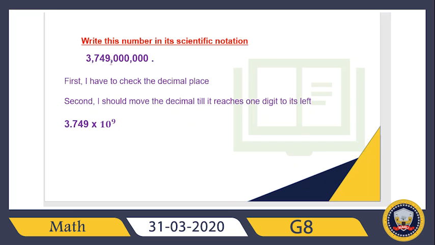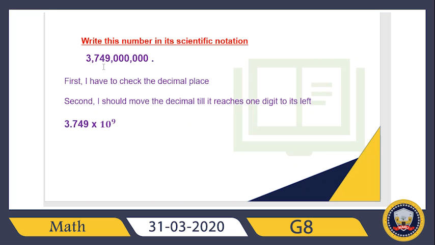I move it until there is only 1 digit to the left side of this decimal point. It's a rule: it can't be 2 digits, 1 digit only to the left side of the decimal point. So how many steps will I move it? 1 2 3 4 5 6 7 8 9. I will move this decimal point 9 steps to the left side.